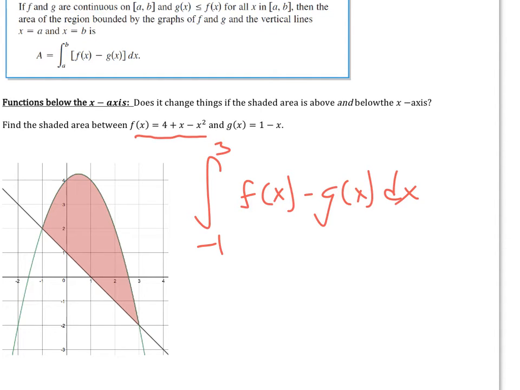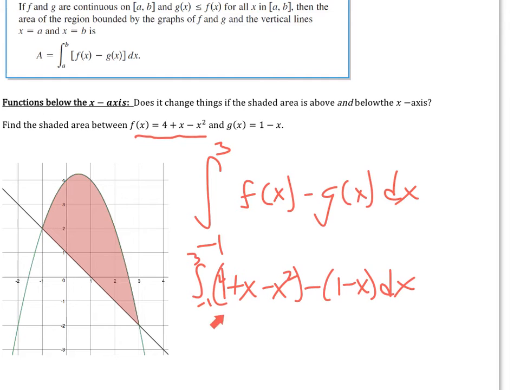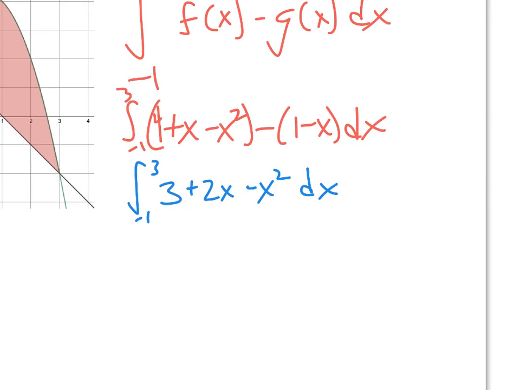Okay? So let's go ahead and just write this out. We've got f of x minus g of x. Now be careful. Make sure you write these in parentheses, because this is going to affect things with that negative. So easy thing to forget. So again, still going from -1 to 3. If we clean this up, we've got 4 minus 1, which is 3. I've got x minus negative x, which is going to be a 2x. And then a negative x squared. All right. And we should be able to integrate that.